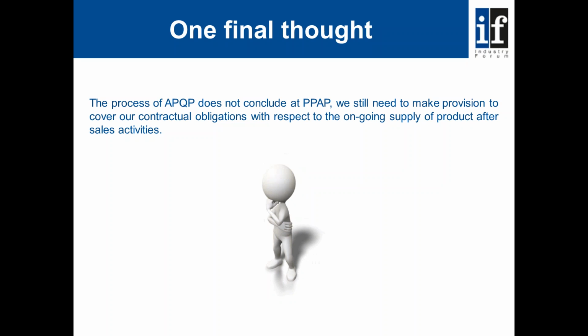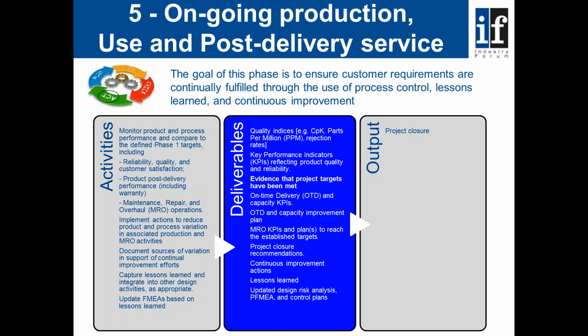One final thought, the process of APQP does not conclude at PPAP. We still need to make provision to cover our contractual obligations with respect to the ongoing supply of product and after-sales activities. So we move into step 5 of APQP, which is the ongoing production, use and post-delivery service. And the goal of this phase is to ensure that customer requirements are continually fulfilled through the use of process control, lessons learned and continuous improvement. So two things really happening at this point then. We have project closure and then we go into project maintenance where we are monitoring our quality, cost and delivery performance as an ongoing basis to our customer.